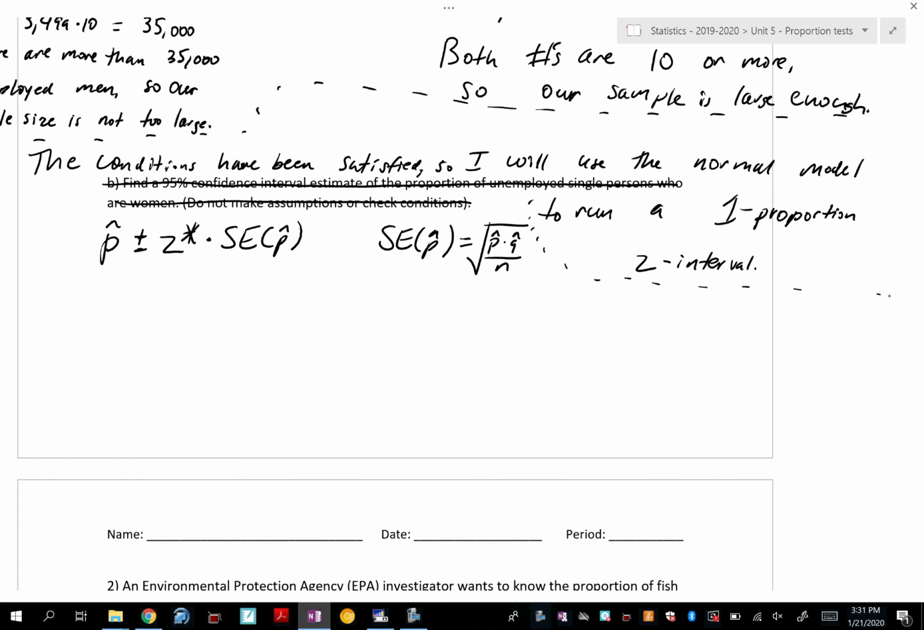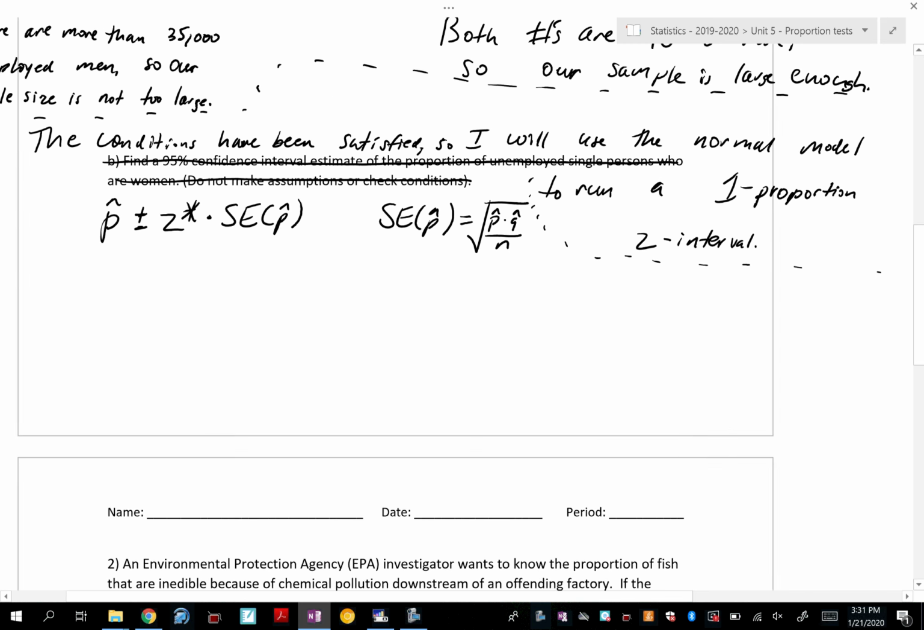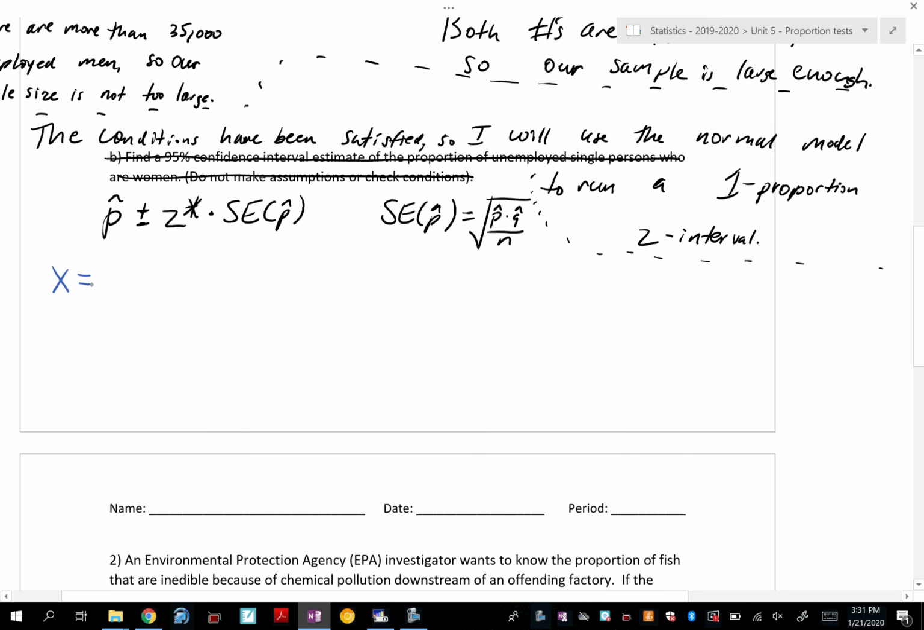Okay, so let's do some math. I'm going to change colors to show you that this is my mechanics in blue. I'm going to write X is the number of successes. How many of our unemployed men are married? That's our success. So how many was it? Then I'm going to write the sample size. So how many unemployed men were a part of the sample? 3,499. So then p hat, our sample proportion, is going to be that fraction, 1356 over 3499.